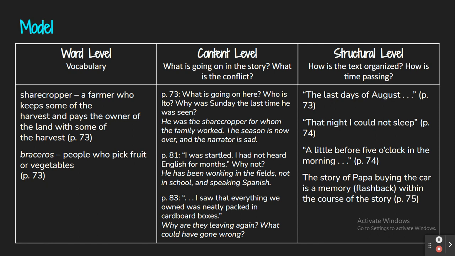Next up, here's another question that I asked. "I was startled. I had not heard English for months." That's something that the narrator says, and that struck me in a way that made me ask the question, why not? And the answer was he'd been working in the fields, not in school, and speaking Spanish. Again, this is an anticipation question that I asked, thinking, okay, well, why is that true? Why hasn't he heard English for months? And then the story eventually answers that question for me.